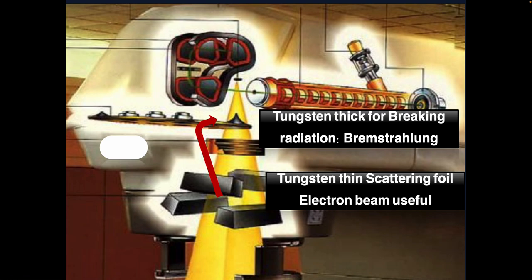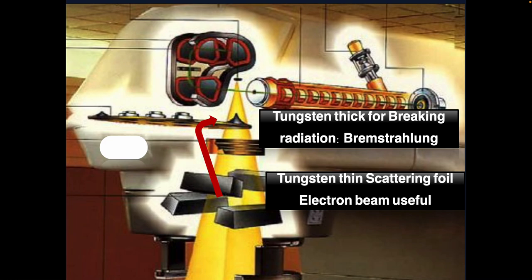But the most important part I want you to be aware of is the following. The first point is that when the electron beam comes out from the accelerator tube, it's around 3 millimeters in diameter, so it's not useful as a beam to use for treatment. So you need to spread it on what we call the scattering foil, so that you can get the useful beam.